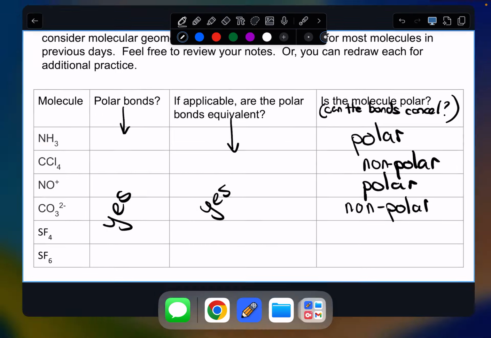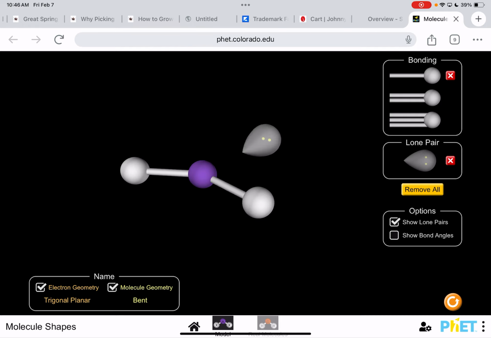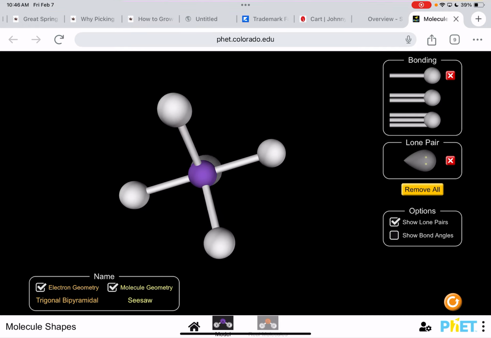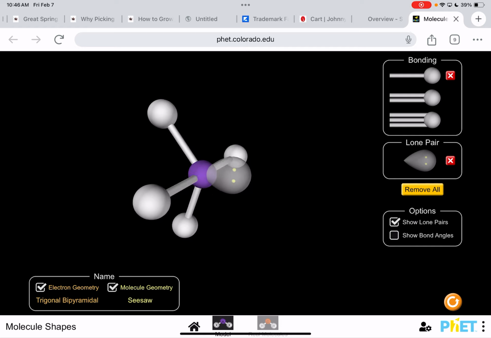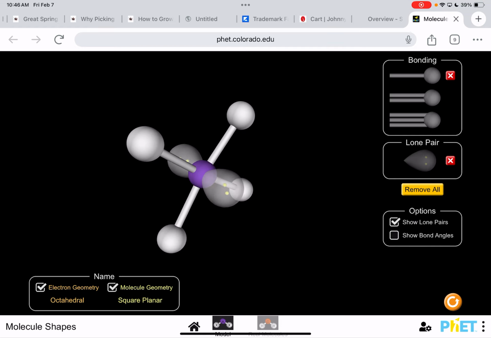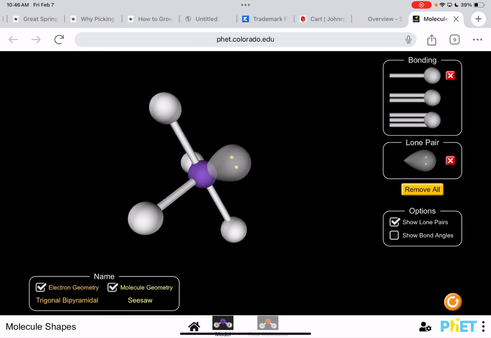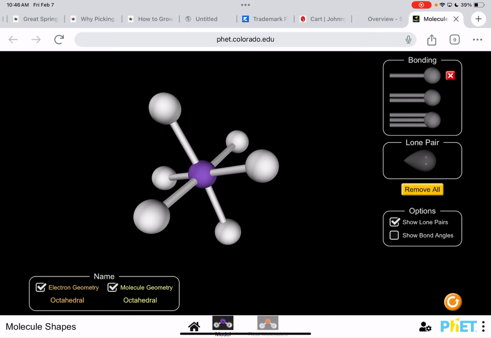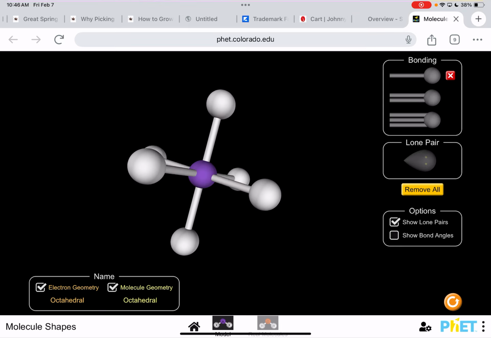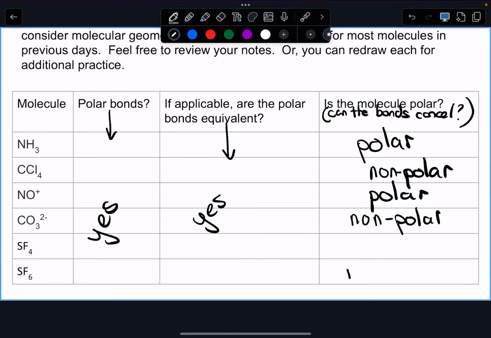SF4 and SF6, we did those in the notes. SF4 looks like this. It has a lone pair on that sulfur. So this one would be polar. SF6, no lone pair, just that octahedral shape. So that would be nonpolar.